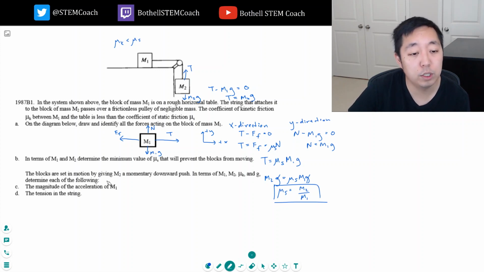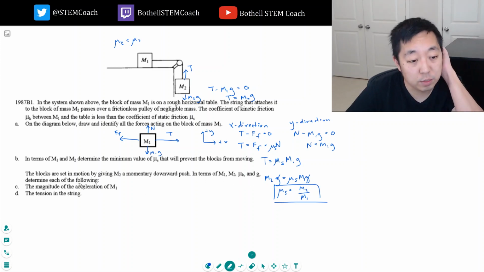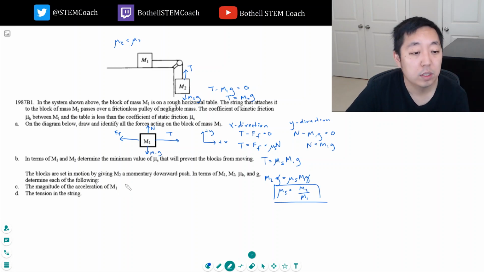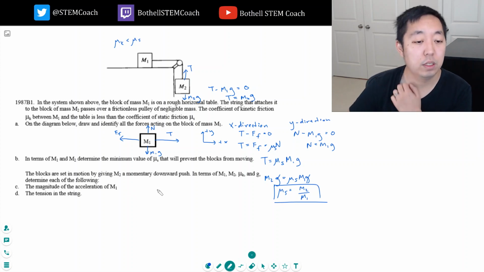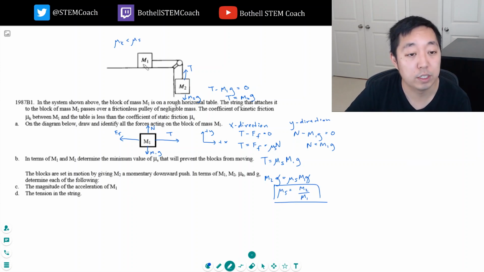The blocks are set in motion by giving M2 a momentary downward push. In terms of M1, M2, mu k, and g, determine each of the following: the magnitude of the acceleration of M1. Okay, so they're set in motion by giving a downward push, and now we have to figure out what the acceleration of M1 is.